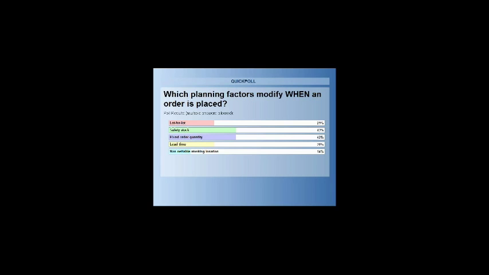Here's the reality. Lead time affects when an order is placed, and safety stock affects when an order is placed. The MRP calculation is the same. However, with safety stock, it kicks it off earlier. With lead time, it says, okay, if I've got a couple week lead time for replenishment and I need it in week number 4, I need to start the replenishment order in week number 2. So the other 3 are talking about the quantity that we order or what inventory we can use for the MRP calculation.